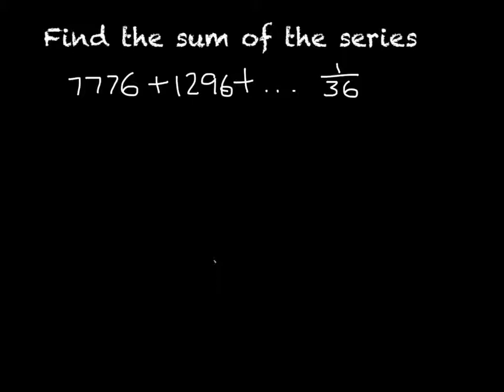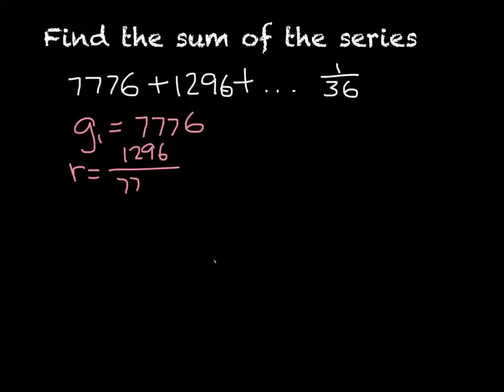So we can tell from this that our first term is 7776. And then to find our ratio, we can divide the second term by the first term, which gives us 1/6. And then we know that our last term is 1 over 36.